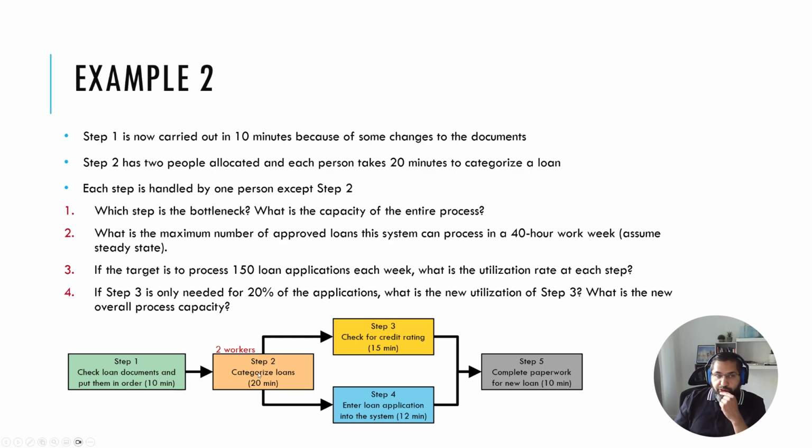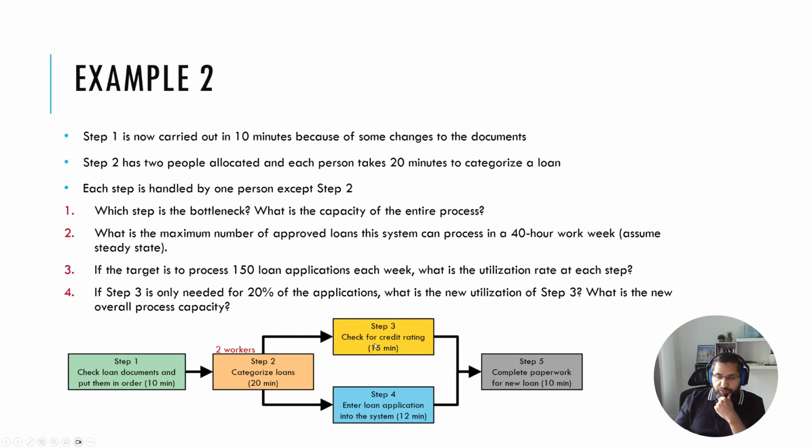So now if we try to find the slowest step, the one with the longest cycle time, which will be the bottleneck, because longest cycle time means lowest capacity. Step 1 is 10 minutes, step 2 is 10 minutes, step 3 is 15, and that is the highest, right? Because step 4 is 12, step 5 is 10. So step 3 will be the bottleneck. And then the capacity of the whole process will be determined by the capacity of step 3.